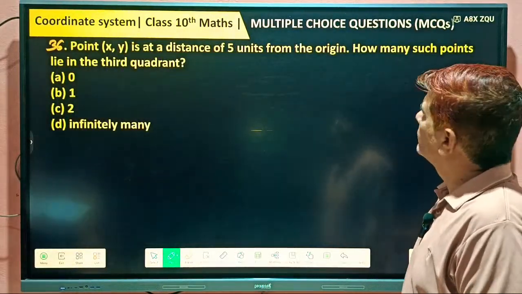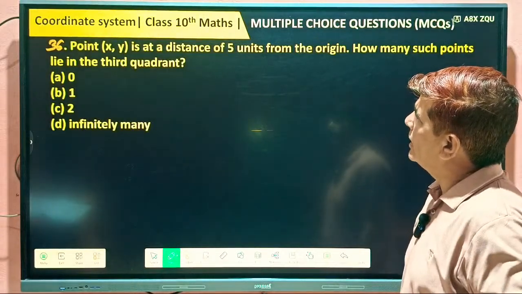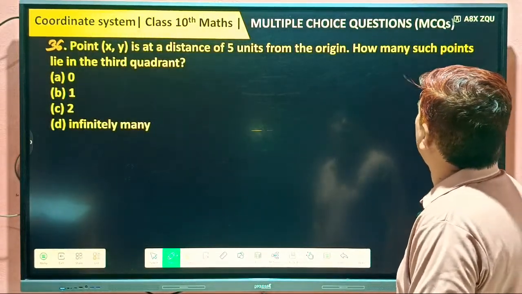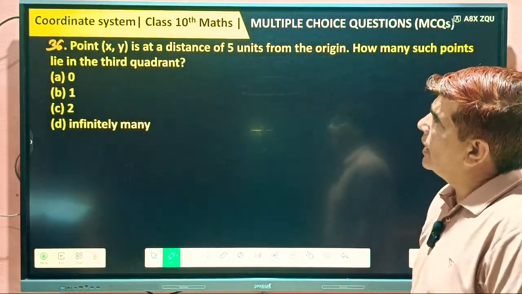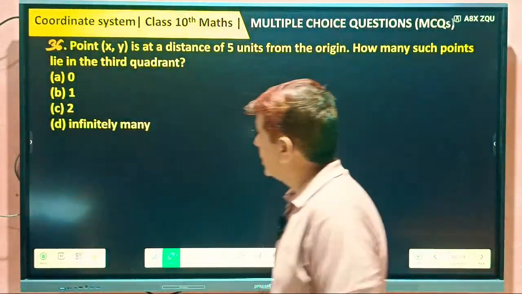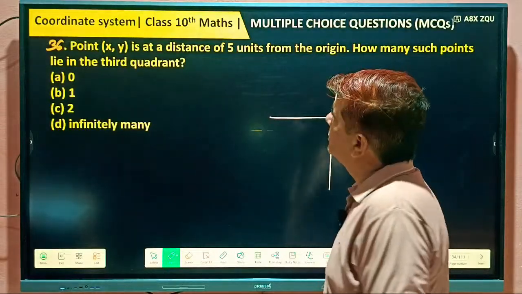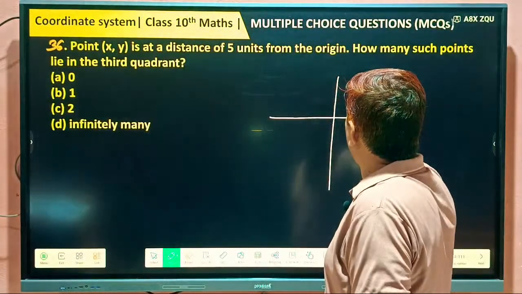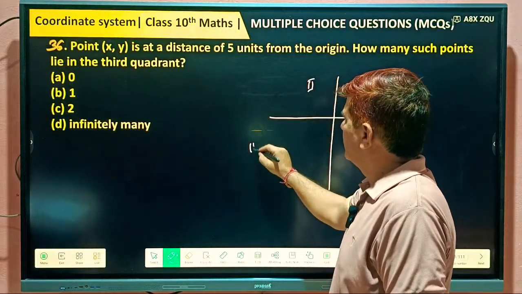Question 36. What's given? Point P(x, y) is at a distance of 5 units from the origin. How many points are lying in the third quadrant? So the question is related to the quadrant, so this I can tell. Third quadrant: first quadrant, second, and this one is third.